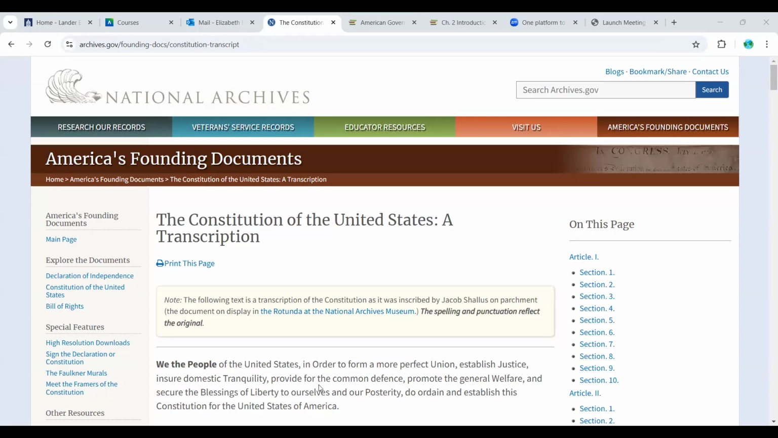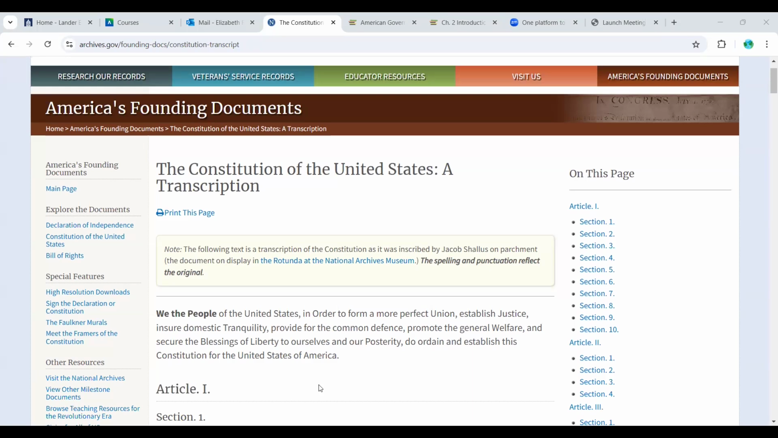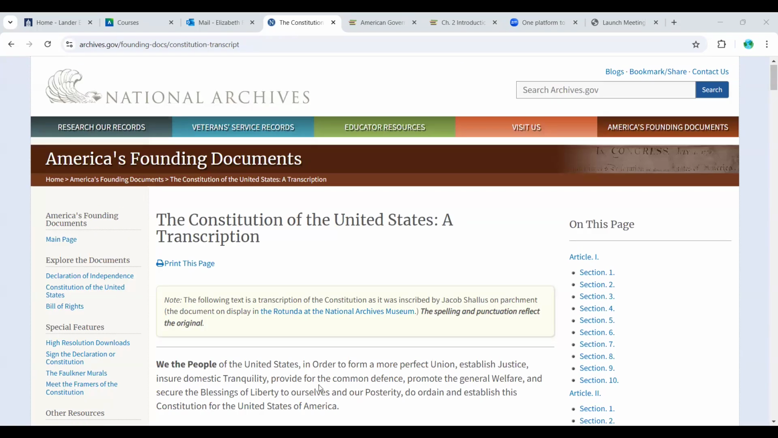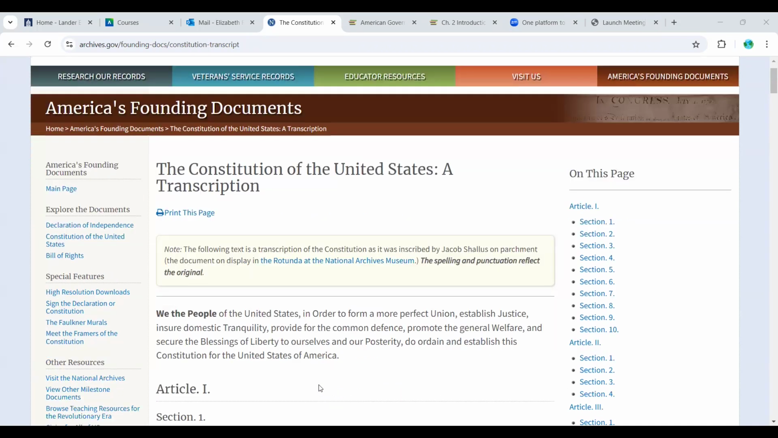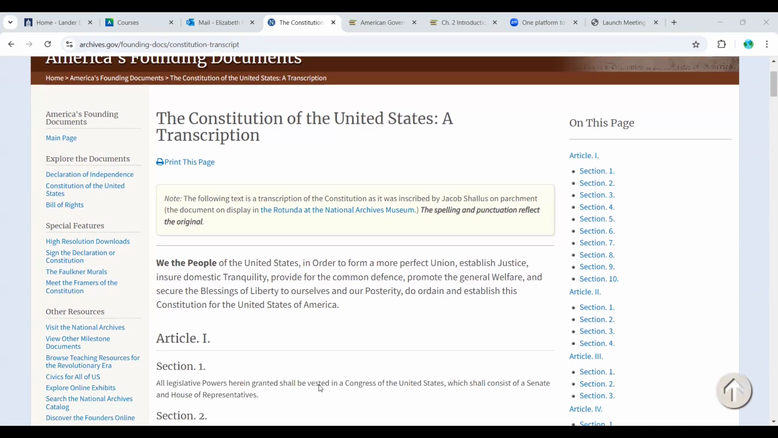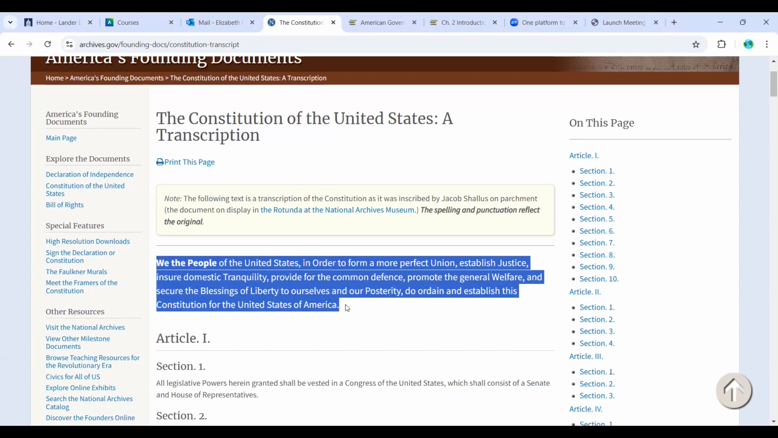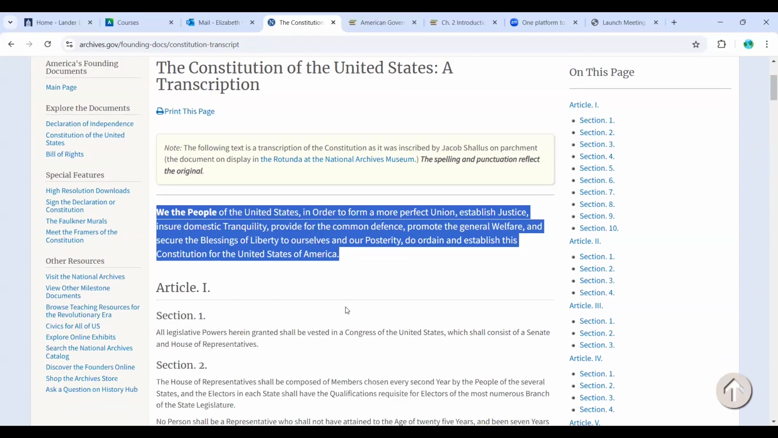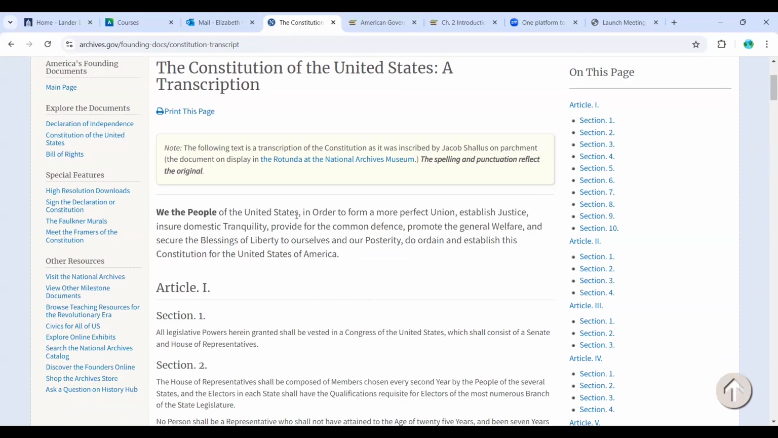Okay, you should now see a transcript of the U.S. Constitution on the screen for this video. I'm at the National Archives website, if you're curious where I'm finding this. And this is a transcript of the United States Constitution, the original 7 articles of it. Here at the beginning is the preamble that we already went through.